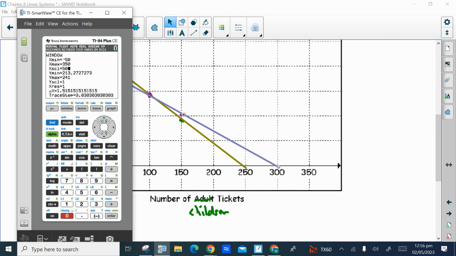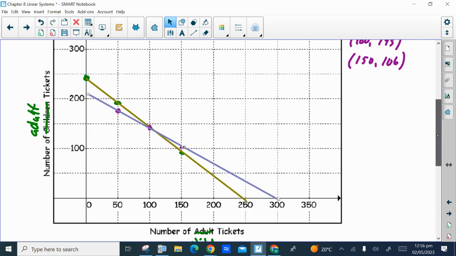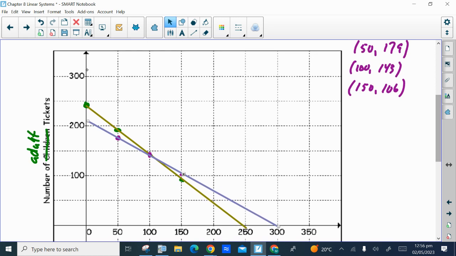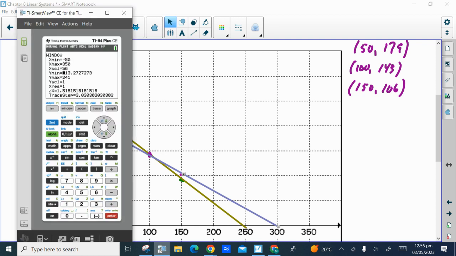So what this means is every tick mark on the graph will count for 50 more children. And then for my y windows, again, I'll start at negative 50, but I'm going to only have to go up to 300, right? Because I just need to be able to see this entire graph. So negative 50 up to 300, and again, I'll set my scale to 50.